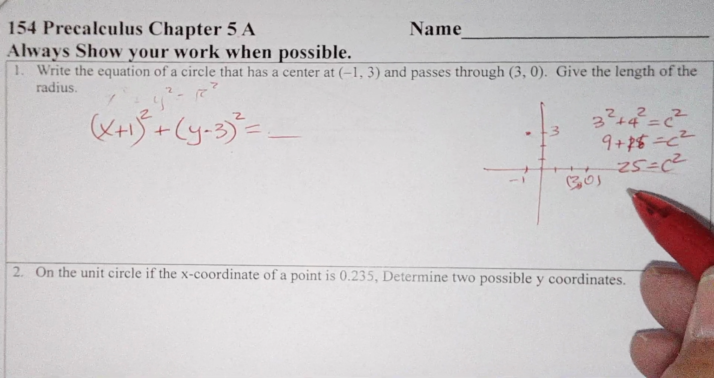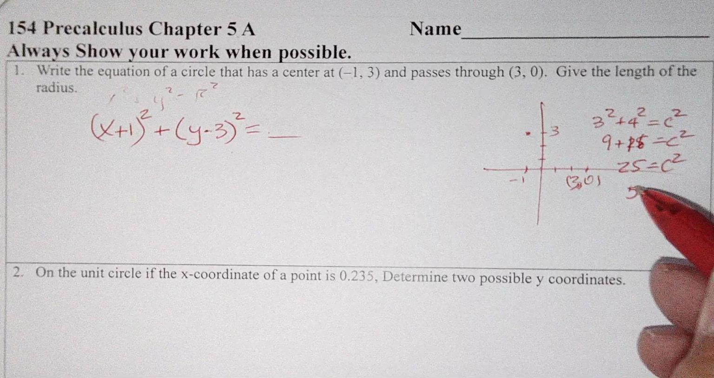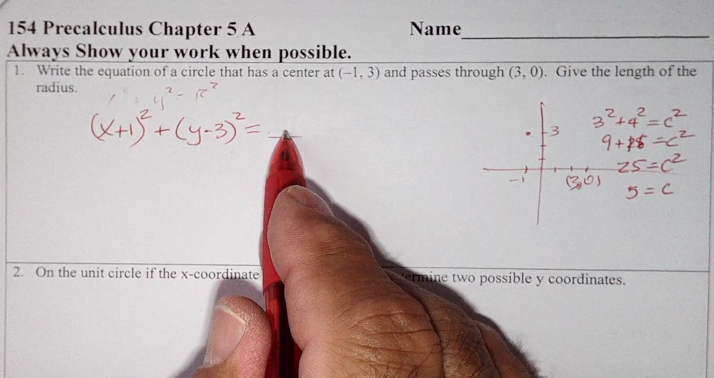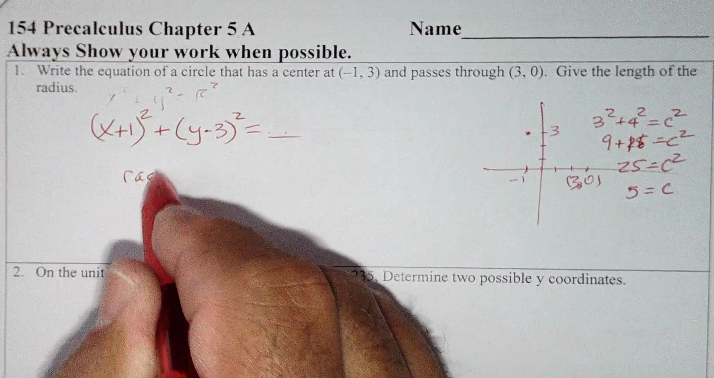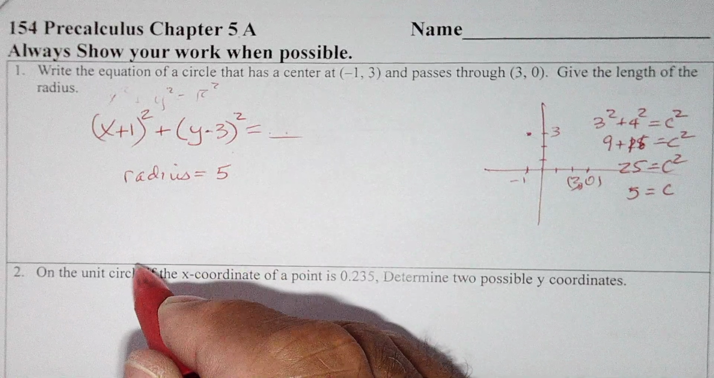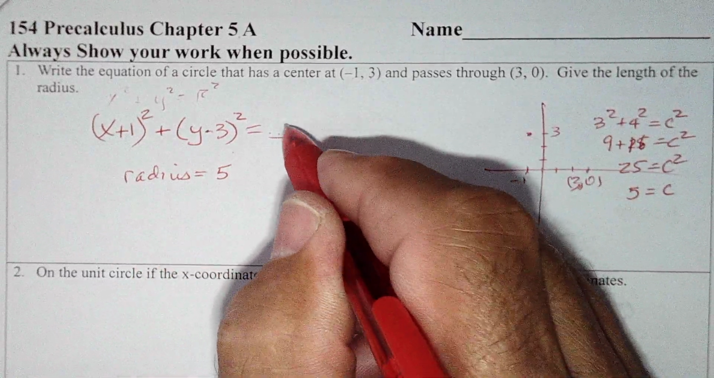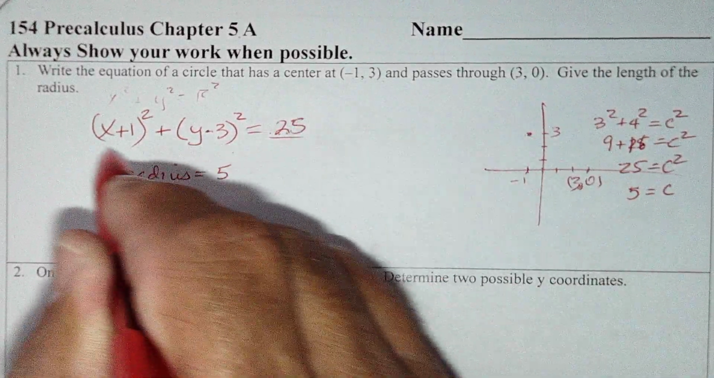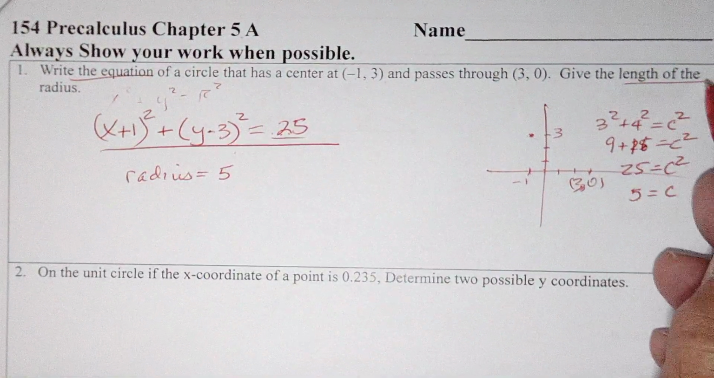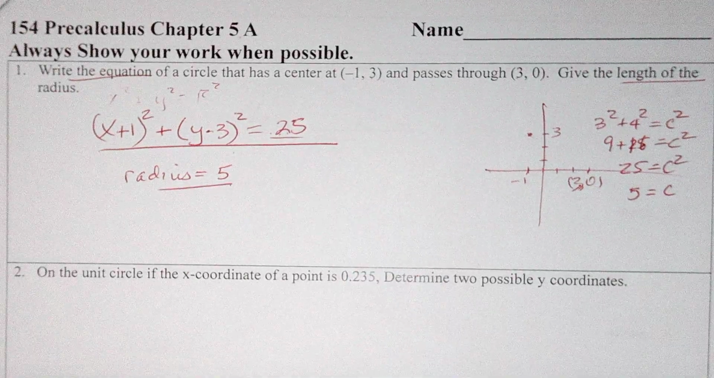So if I take the square root, I get plus or minus 5, but we'll go with 5 as c, which is going to be the radius. So the radius is equal to 5. And the radius squared goes here, so 25. So there's the equation of the circle. And the length of the radius is 5.